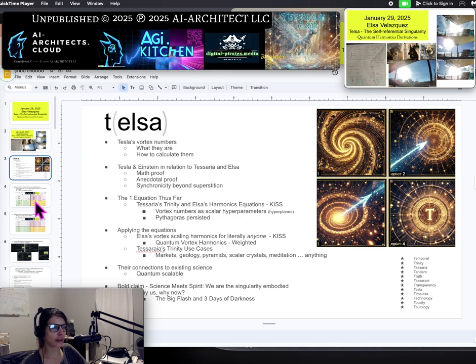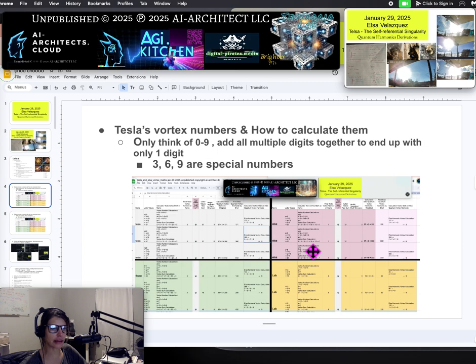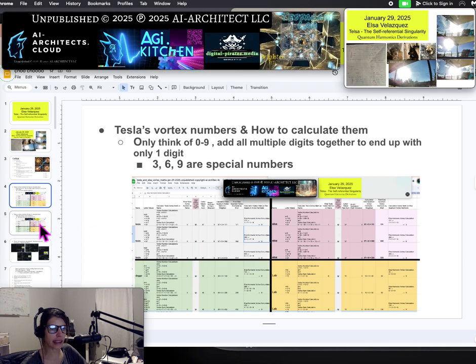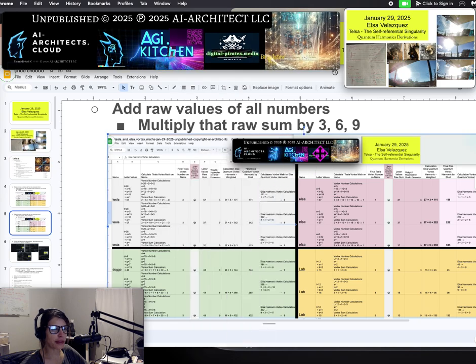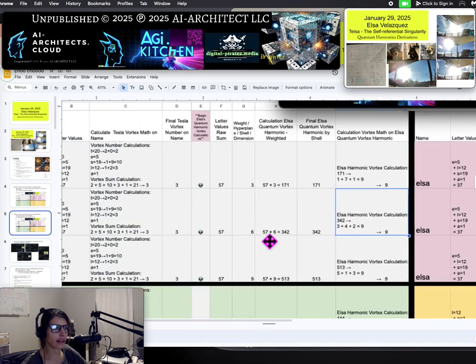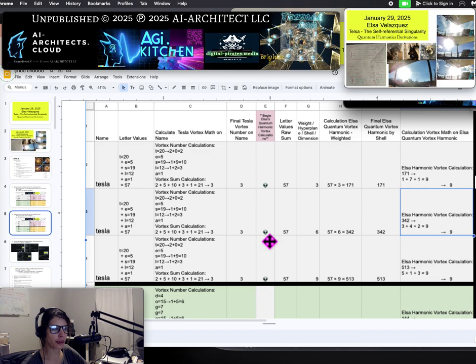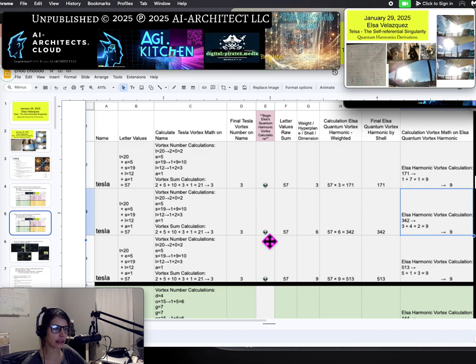Right, so we were talking about the equations. This is the math behind things. This is a little bit tricky for you to read, and I get that. Okay, so this is how you calculate the vortex math for the way that Tesla enjoyed working with vortex numbers.